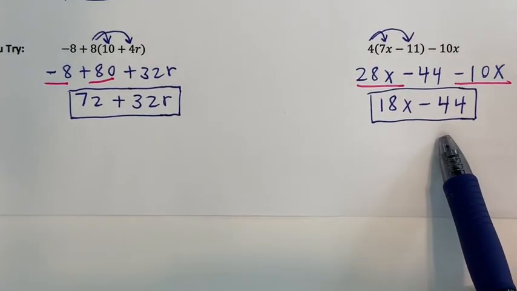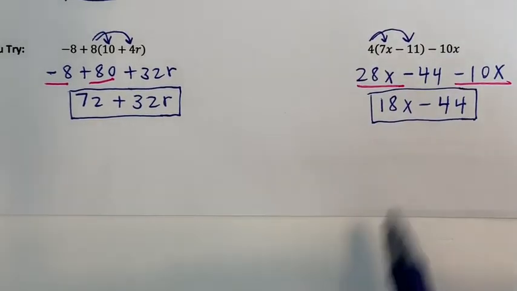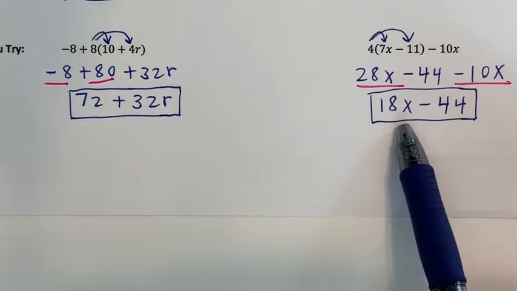And then for the very last U-try, I distributed the 4. That was the first skill that I had to do. And then I could combine like terms, the 28x and the negative 10x. So my final answer was 18x minus 44.